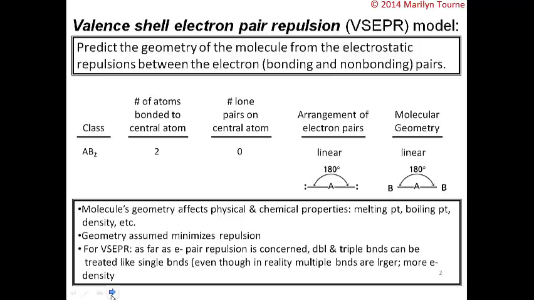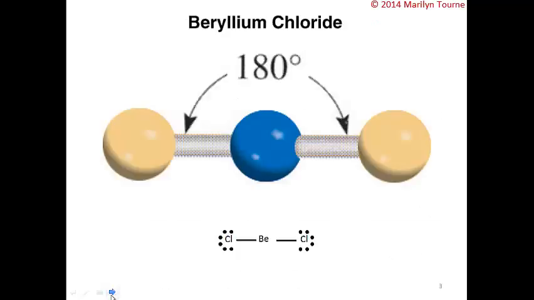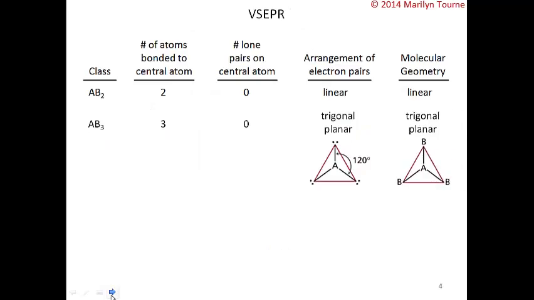Okay, so I'm going to go through an example right now. This would be an example of a linear molecule, beryllium dichloride. If you notice, the central atom has two atoms around it that it's bonded to, and those chlorines have lone pairs, but the central atom doesn't have any lone pairs. So those two chlorines are going to try to get as far as possible from each other because of the electron repulsion.